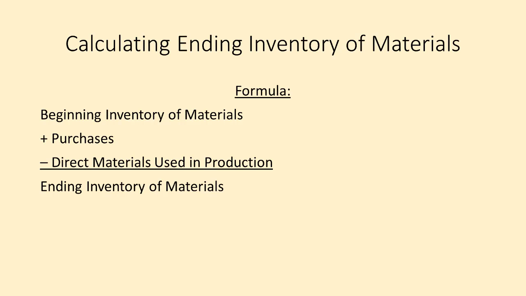So the first thing we want to know is the ending inventory of materials. That is, after we've produced all the product we can for the month, how much material do we have left over? To do this, we start with the beginning inventory of the materials. We add in how much material we purchased during the month, and then we subtract out direct materials that were used in production. This gives us the value of the ending inventory of materials.